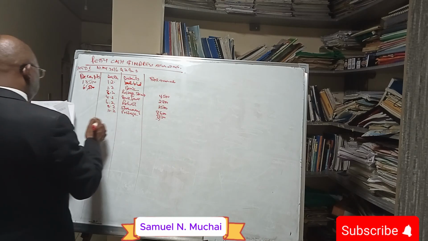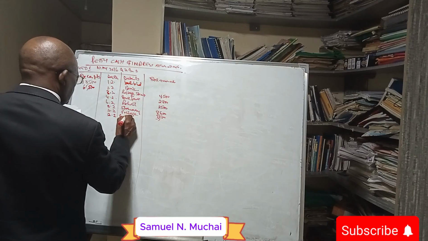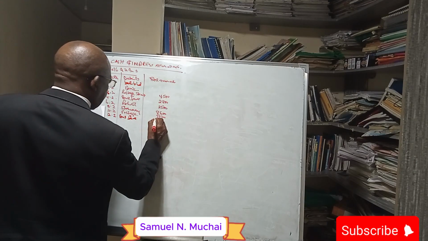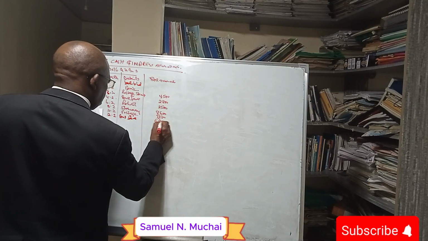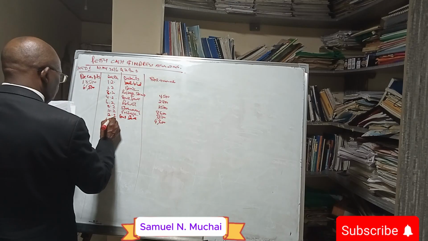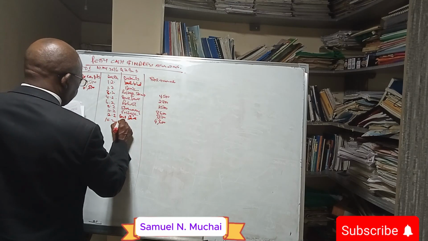On 12th, we paid bus fare worth 4,600. On 14th of February, we paid newspapers 2,800.